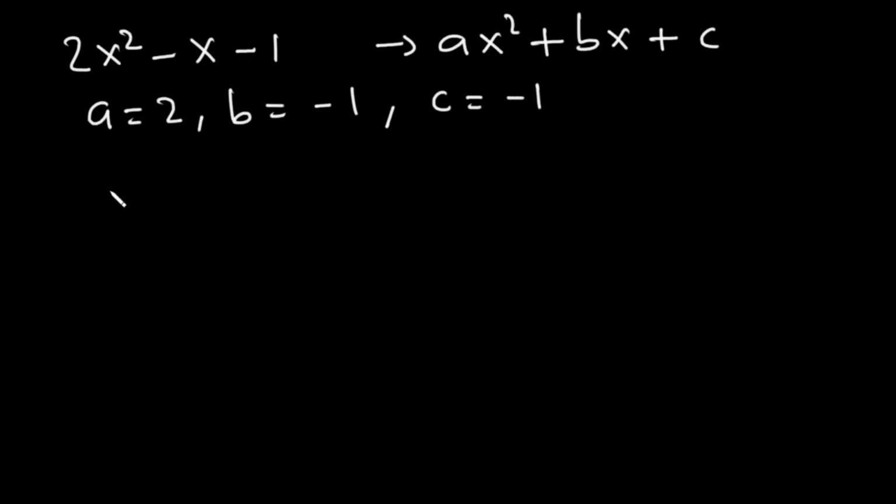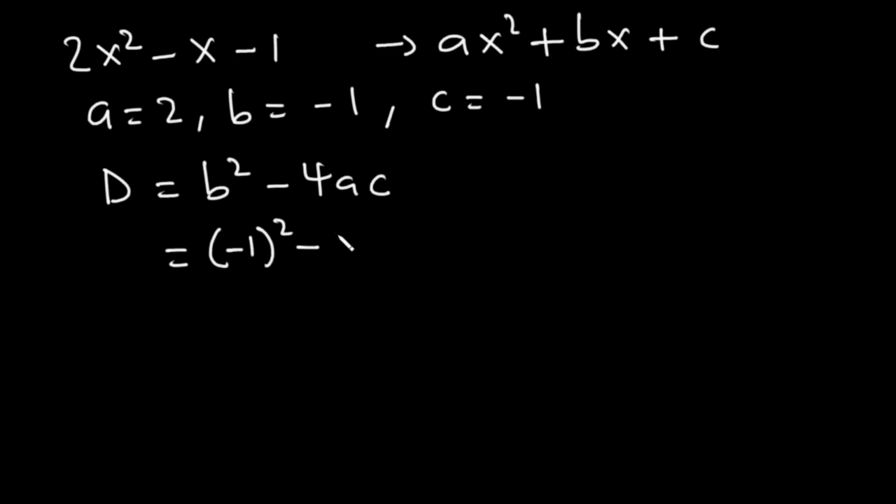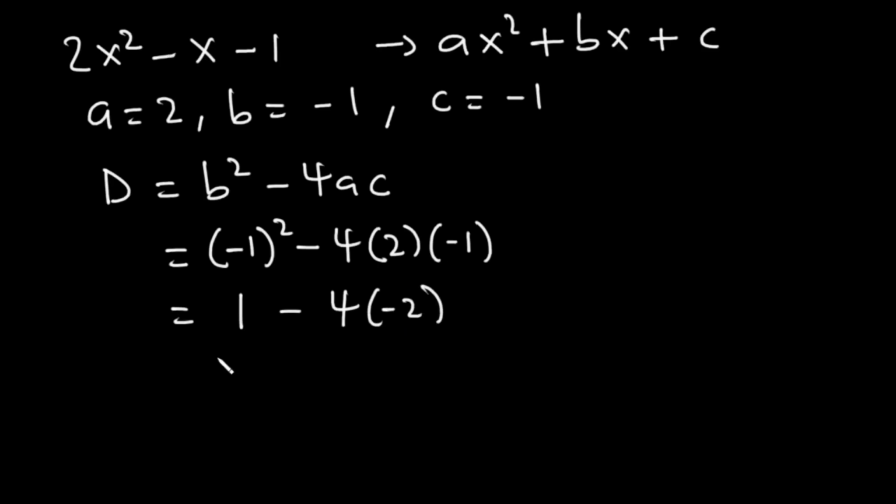Now let's find the discriminant. The discriminant is given by b squared minus 4ac. Now b is -1, a is 2, and c is -1. -1 all squared is 1, and then 2 times -1 is -2. So we are going to have 1 minus 4 times -2 is -8, and then 1 minus -8 is equal to 9. So the discriminant is equal to 9.